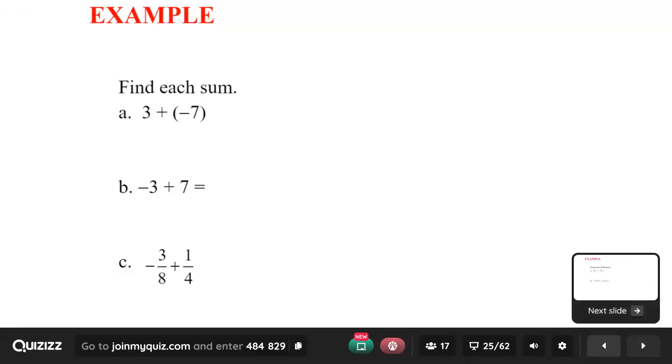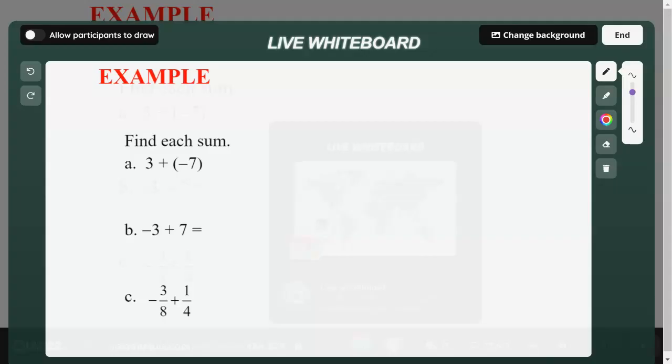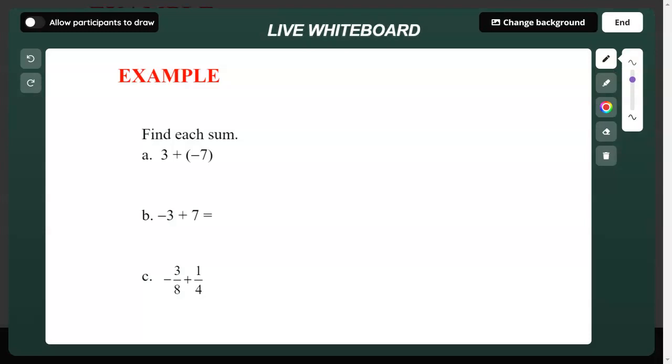All right? So find each sum. So I have 3 plus negative 7. Is my answer going to be positive or negative? Negative, because the negative is bigger. B, positive or negative? Positive, because the positive is bigger. C, negative, why? Because the negative 2. How do you know? Because once you transfer it over, it's 2/8.